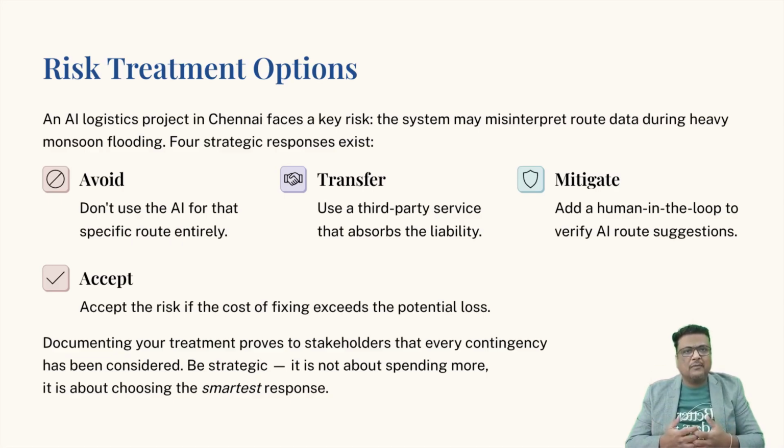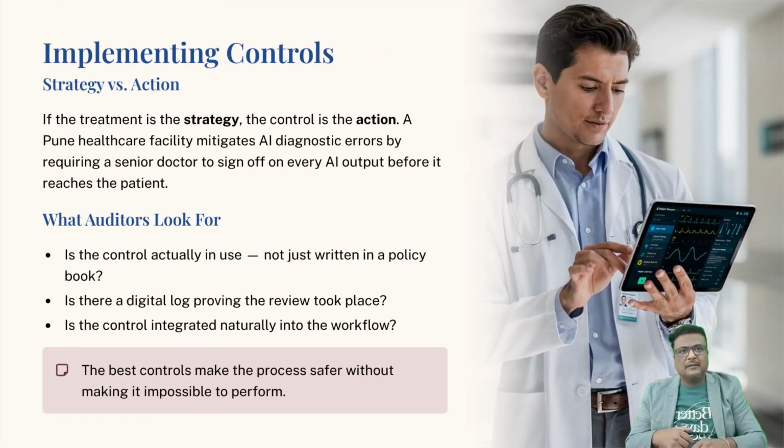So now that we have mastered how to choose the right strategy for each risk, you might be wondering how we ensure these treatments are actually working in the real world. Well, that brings us right into our next step, which is implementing controls. Imagine a healthcare facility in Pune that decides to mitigate the risk of AI-generated diagnostic errors by implementing a mandatory review process where a senior doctor must sign off on every single AI output before it reaches the patient.